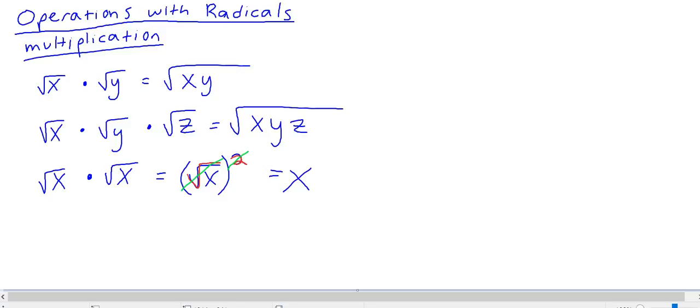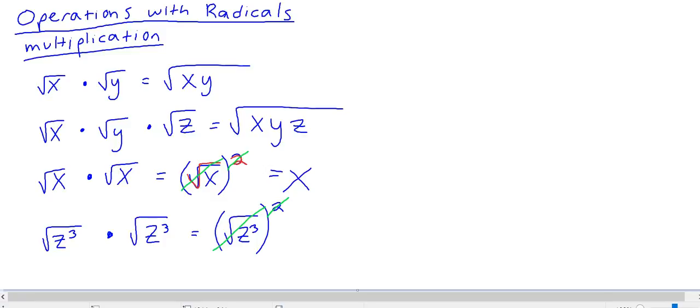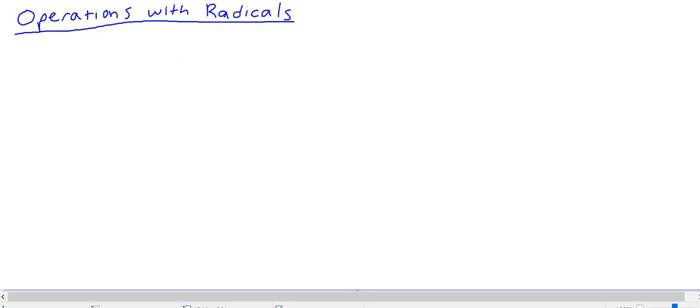Let's try another example. Let's say we have the square root of z to the third, and we're multiplying that by the square root of z to the third. What we're really doing is writing the square root of z to the third, we're squaring that. And the square root symbol cancels out with the square, and we're left with just what's inside, which is z to the third. Let's clear the screen and move on to division.